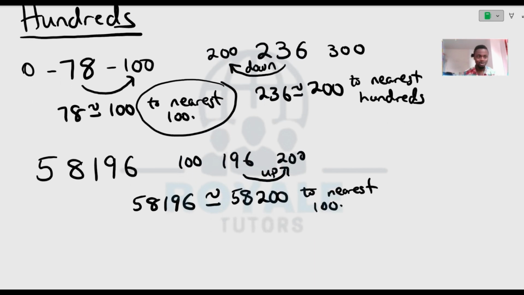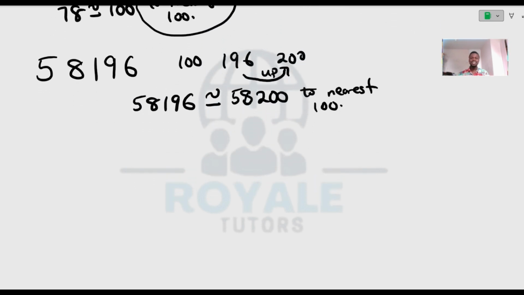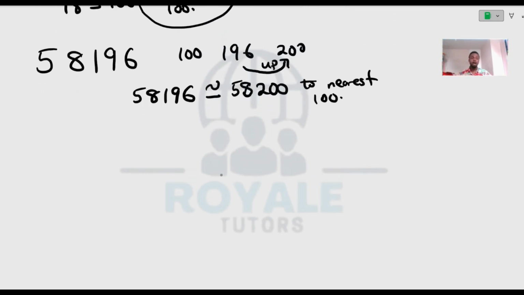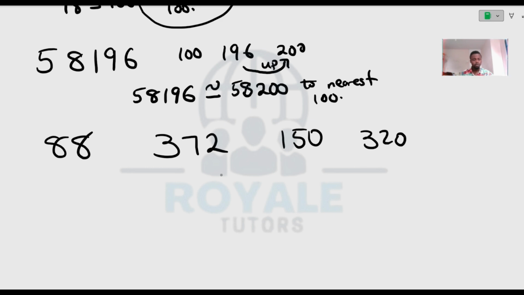Now, it is time for me to test you again. Check these numbers and see how many of them you are going to get correctly. Round them to the nearest hundreds. We have 88, we have 372, we have 150, we have 320, we have 6,708. Just like before, you can pause the video now and try these 5 questions. Then after you're done, you can play it, because the next time you play this video, you are going to see what the answer is for each of them. And let's move.